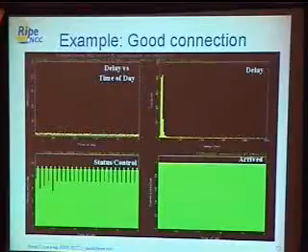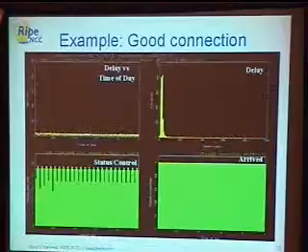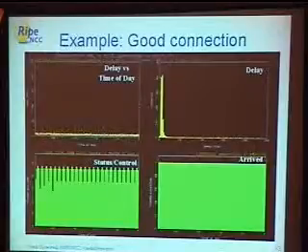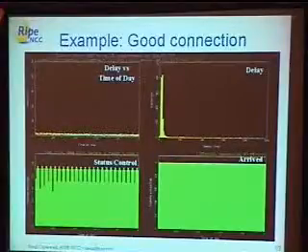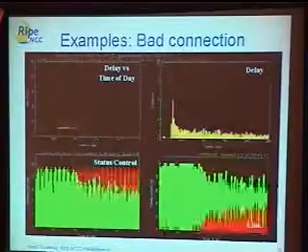Bottom left is a status and control plot, and I won't discuss that. And bottom right is a plot showing the packets that arrived, and you can see that, since the whole plot is green, every packet that we sent along this connection actually arrived. Well, this was a good example. We also found bad examples on the net, and here's one.